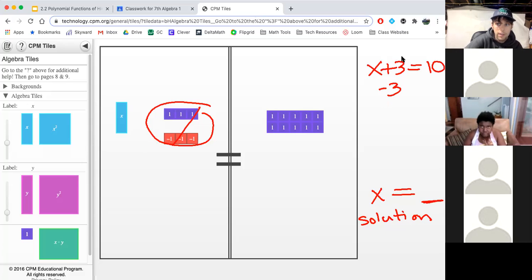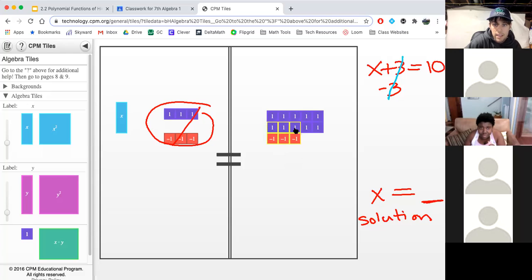If we do it using the symbols of algebra, I subtracted 3. But we're not allowed to just take away from one side. If we take away from one side, it's no longer balanced. We've got to do the same thing on the other side of the equation. So we have to put 3 negatives over here also. These are positives right now, but let's turn them into negatives. So now I've put 3 positives and 3 negatives.